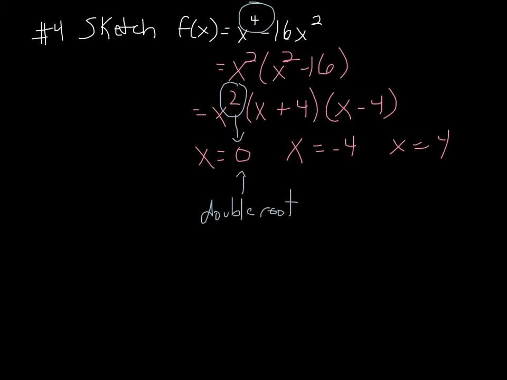A double root. What that means is, if you have a double root at 0, the graph just kind of comes down and gives a little kiss and goes back up. Or it might go up and come back down. Just give it a little kiss. That's called a point of tangency. That's where the graph is tangent to the x-axis.